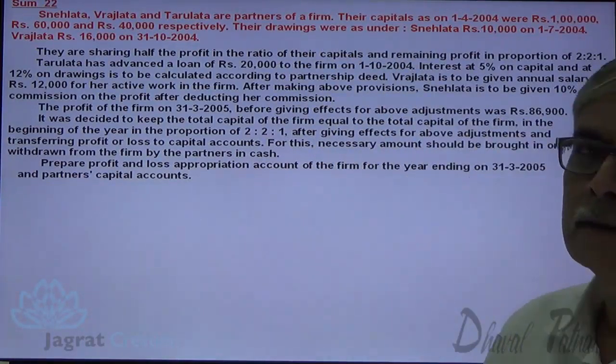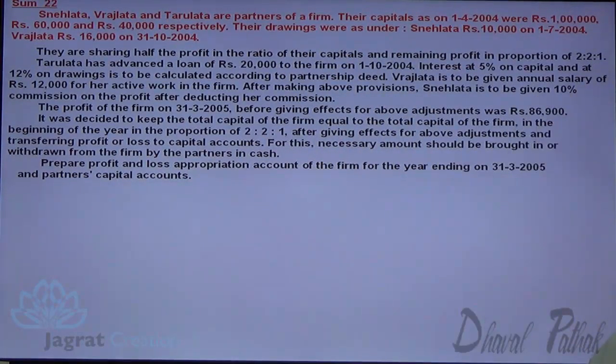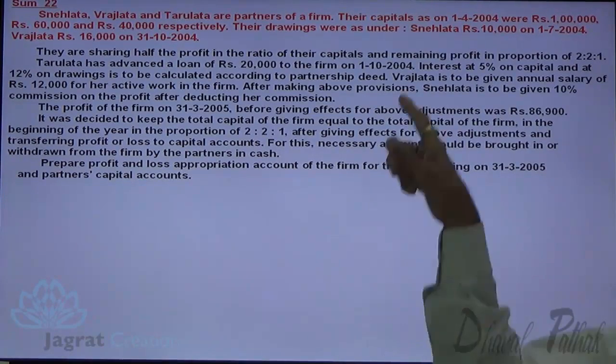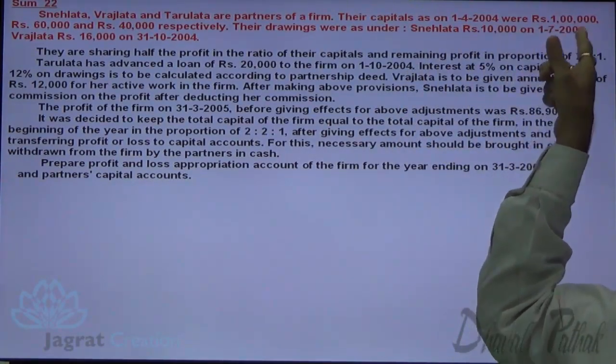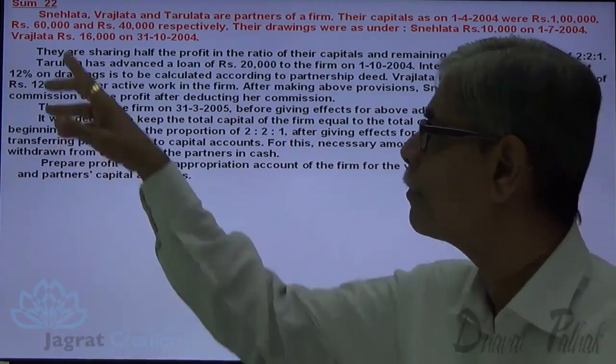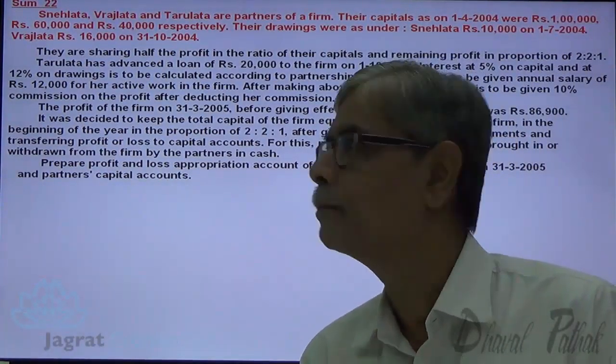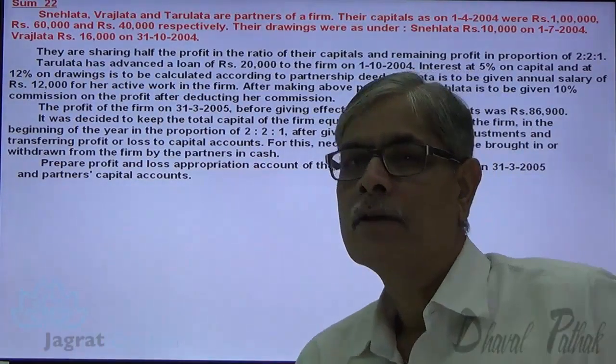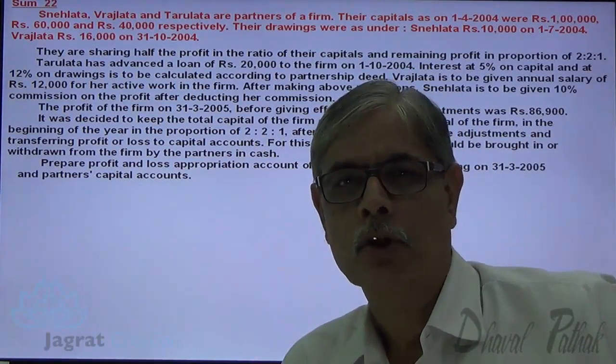Their drawings were: Snehalata withdrew 10,000 on 1/7/2004. So amount withdrawn by Snehalata 10,000 on 1/7/2004. Vrajlata has withdrawn 16,000 on 31st of October.